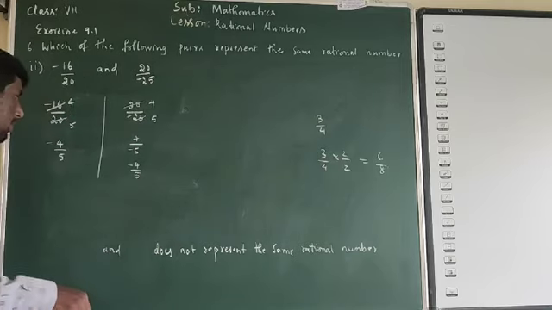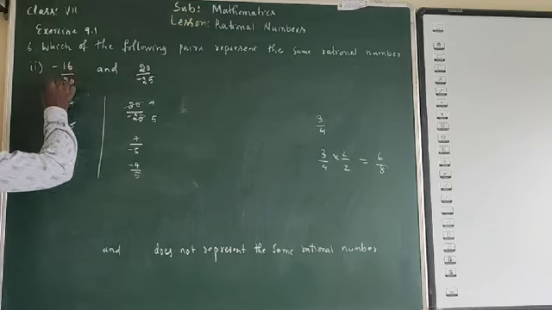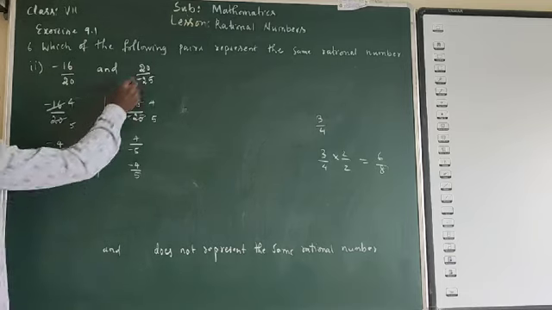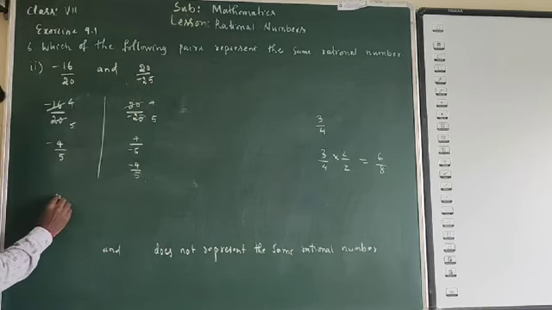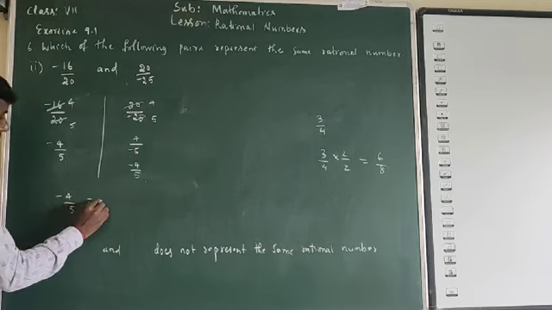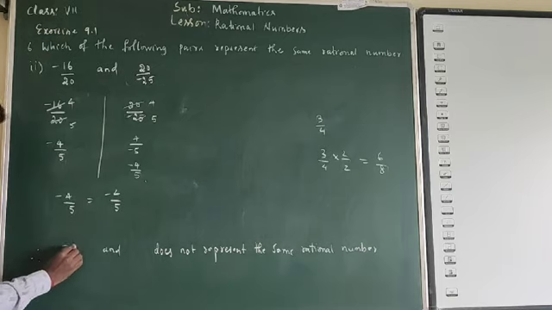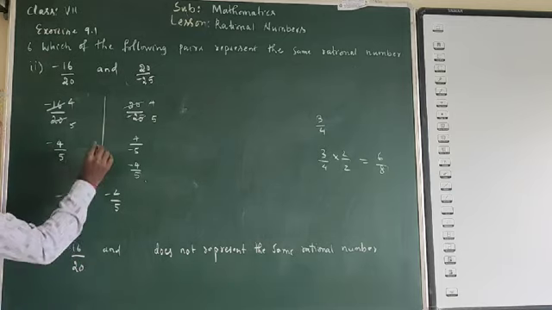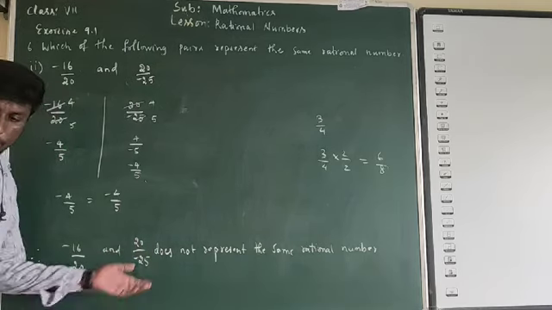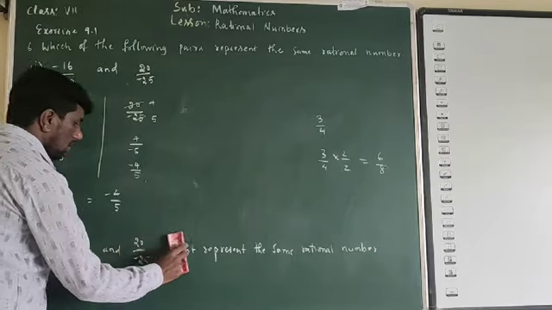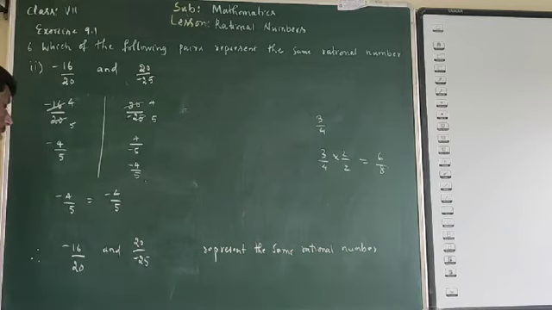Both are same. So now look at this. This is also minus 4 by 5. The simplest form of minus 16 by 20 is minus 4 by 5. The simplest form of 20 by minus 25 is minus 4 by 5. Both are exactly the same. Minus 4 by 5 is equal to minus 4 by 5. Therefore, minus 16 by 20 and 20 by minus 25 represent the same rational number.